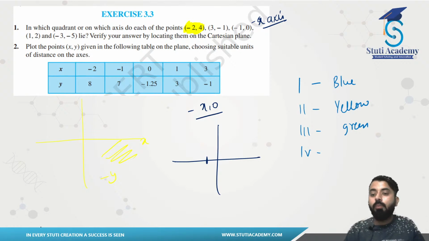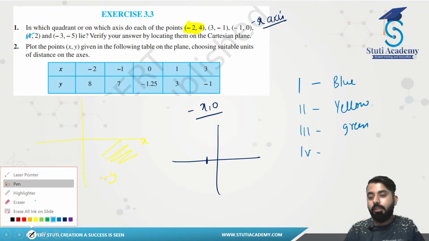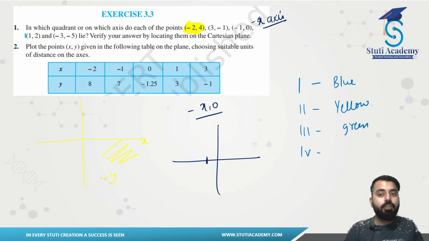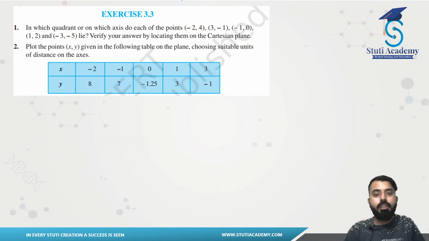Next you have 1 and 2. Both of them are positive, so they will be lying in your first quadrant, and that should be highlighted with blue. And lastly, you have both negative, and that will be lying in your third quadrant. So this will be green. I hope you guys understand this and you don't have any doubt. Quite easy. So in short, this was second, this was fourth, this was x-axis, this was first quadrant, and that was third quadrant. I hope you get each and everything.